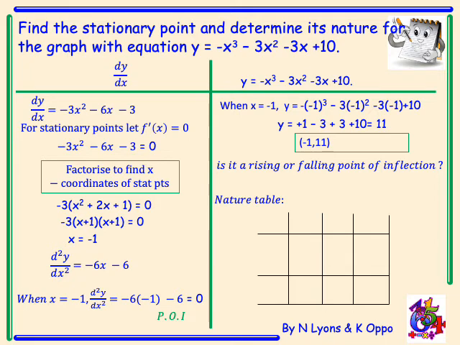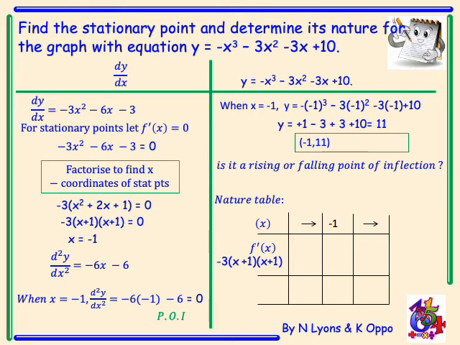So again, in the top row of your nature table, you put in your x values. The turning point is located at minus 1. So I want to know what's happening round about minus 1, as I approach minus 1 and as I leave minus 1. So a number less than minus 1 and a number bigger than minus 1. So what's happened to this curve? What's the gradient look like?